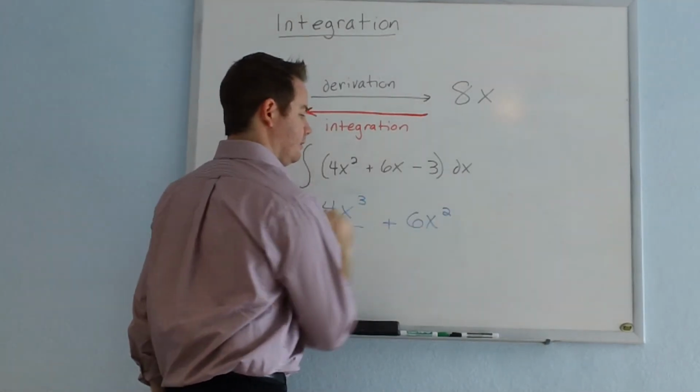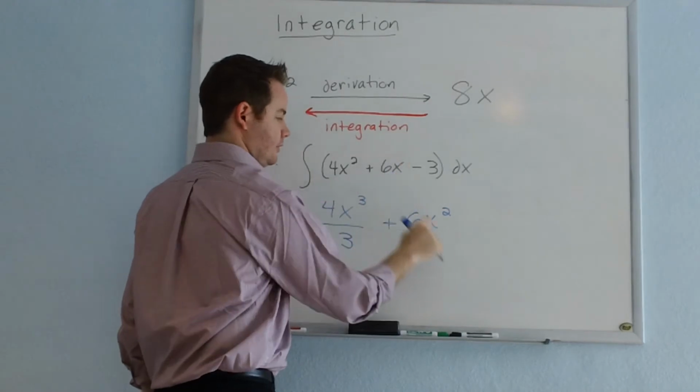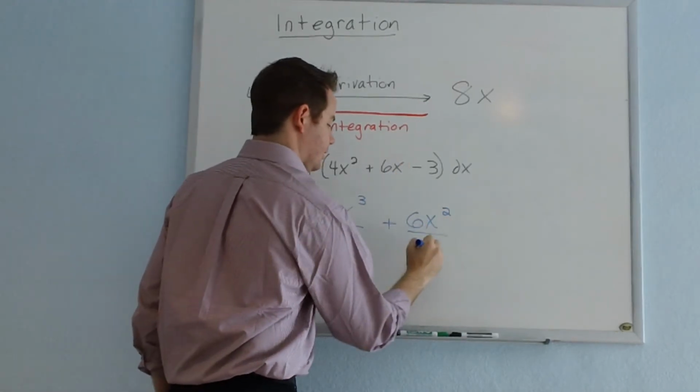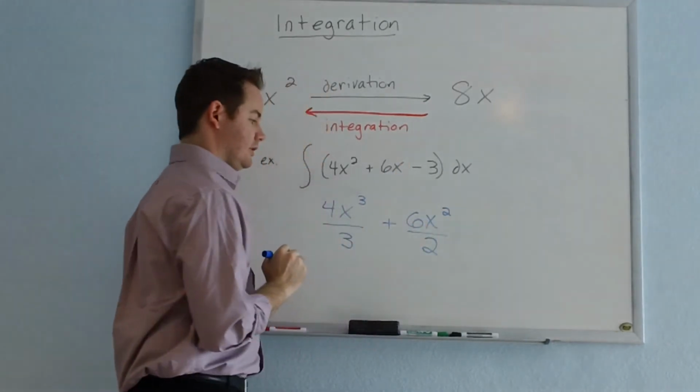Let's take a look at our second term, 6x. Add 1 to the exponent, so x to the first now becomes x squared. And then divide by that new exponent, divide by 2.